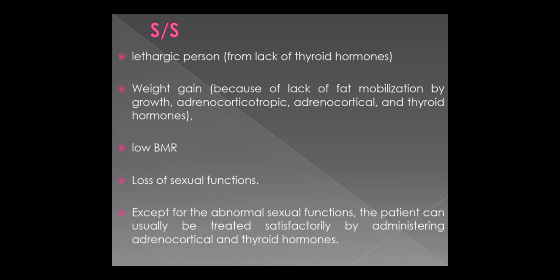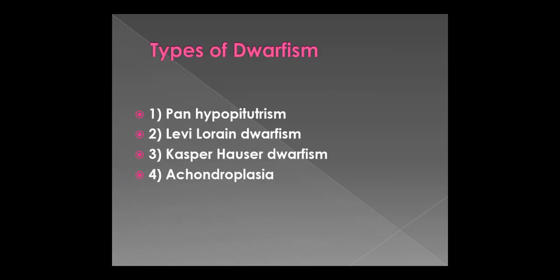Now, if the growth hormone is deficient, the fat mobilization is decreased, and there is more fat deposition in the adipose tissue. So the person gains weight. The adrenocortical and thyroid hormones, all the hormones have the same effect. The BMR becomes low and there is loss of sexual functions. Except for the abnormal sexual function, the patient can usually be treated satisfactorily by administering adrenocortical and thyroid hormones.